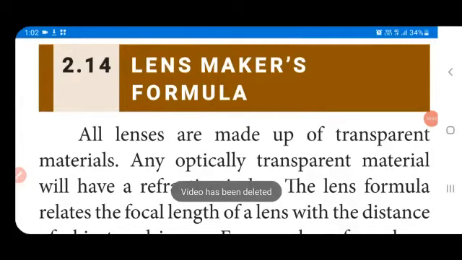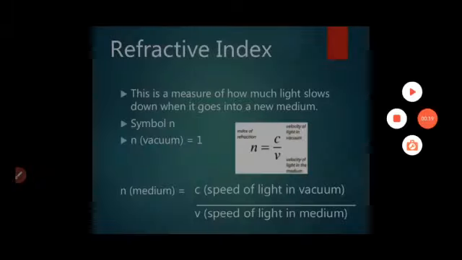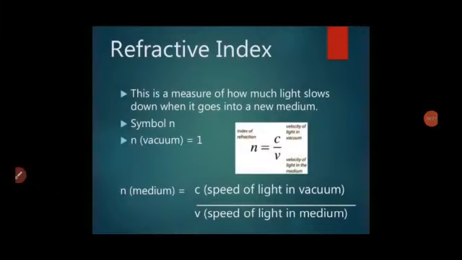Students, our next important topic is lens maker's formula. We know that all lenses are made up of transparent materials. So any optically transparent material will have a refractive index. Here refractive index is a measure of how much light slows down when it goes into a new medium, whether it may be water or glass or the atmosphere.